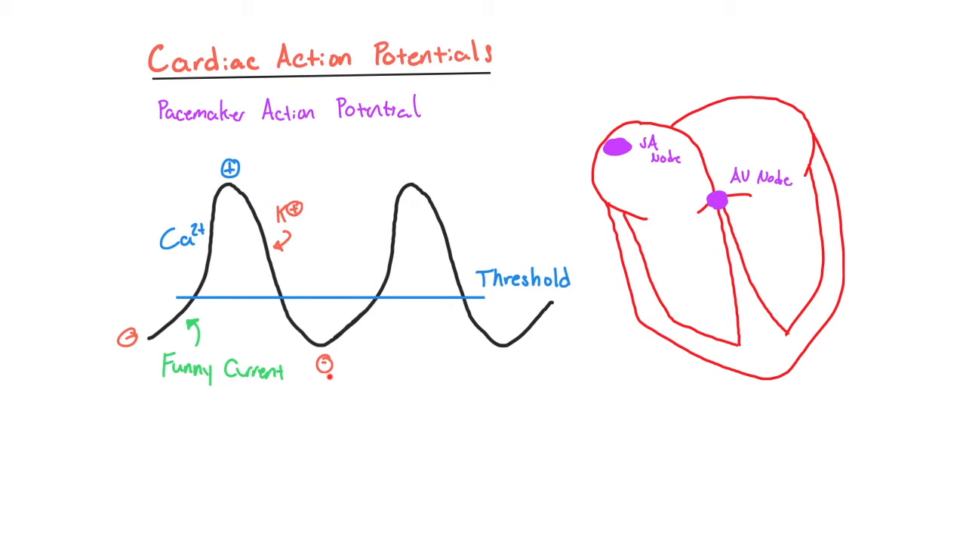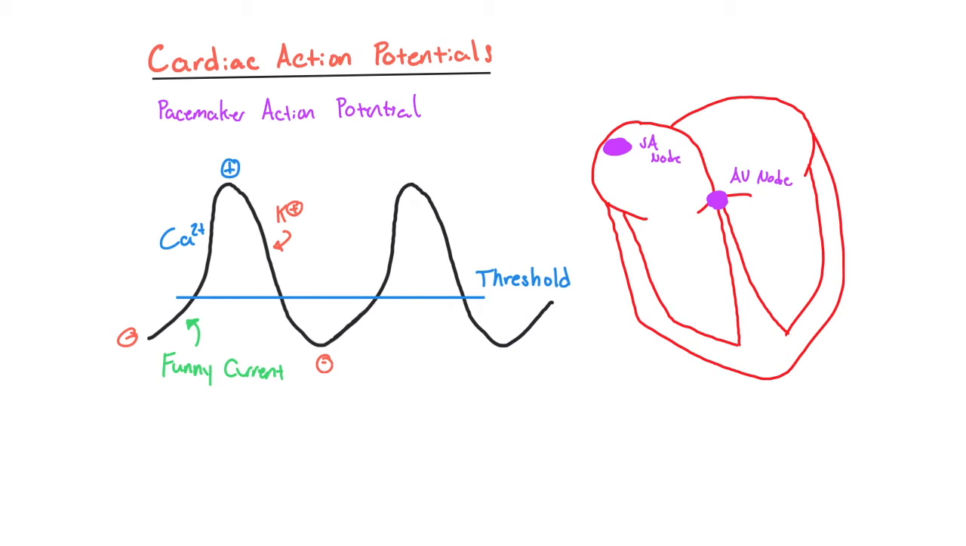Just as a quick review of what we've just talked about, once it reaches this hyperpolarized state, the funny channel will kick in, causing the cell to breach the threshold. Calcium channels will open, the cell will become more and more positive, and then potassium channels will open, and the cell's membrane potential will go back to hyperpolarized and negative.